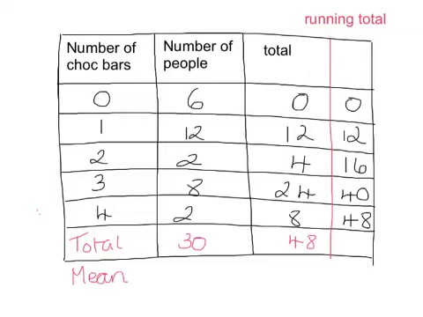To work out my mean, I need to find out how many chocolate bars have been eaten in total, which in this case is 48 chocolate bars. And I need to divide the number of chocolate bars that have been eaten by the number of people who've been doing the eating. And in this case, that's 30. You can use a calculator for this section. So to work out my mean, I'm going to do 48 and I'm going to divide it by 30. And my answer is 1.6. Once I've got my 1.6, that is my mean average.